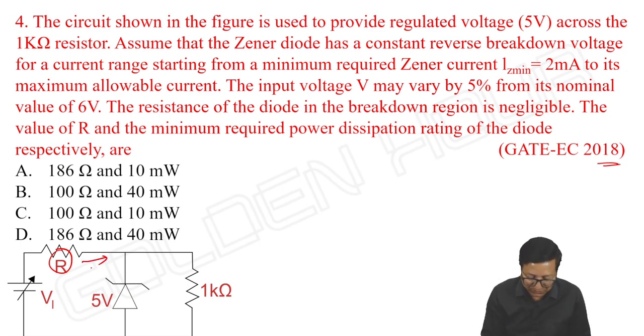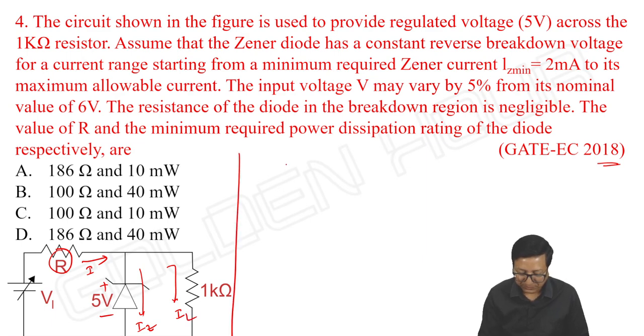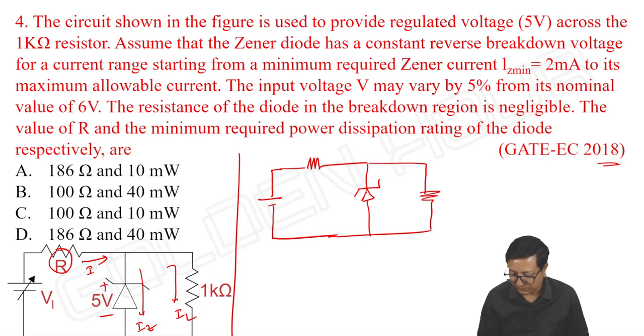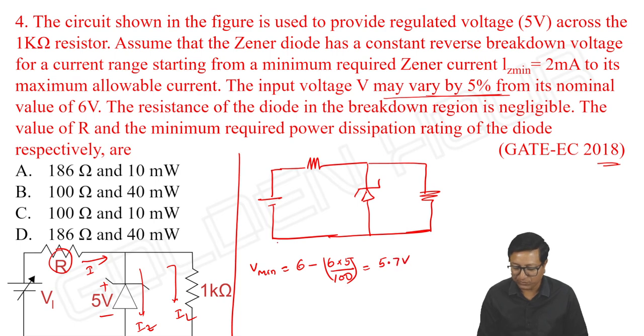IZ minimum is given, means we have to start with V input minimum. Is it not so? So first let us take this current as I. It is Vz. This current is Iz and it is IL. So what is IL? I am just writing the same circuit with input minimum. What is input minimum? Here varying by plus or minus 5% of its nominal value. So V minimum is equal to 6 volts minus 6 into 5 by 100. So it is 5.7 volts.